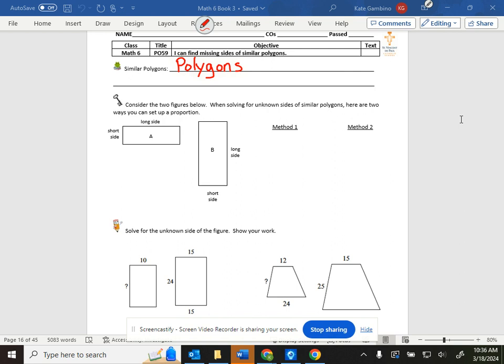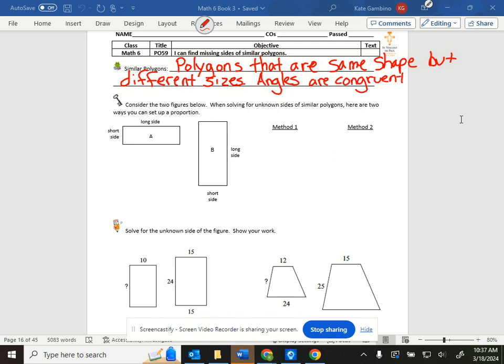All right, so polygons that are the same shape but different sizes. Angles are congruent, so the angles are the same measurements, and the sides are what? Proportional. Very good.